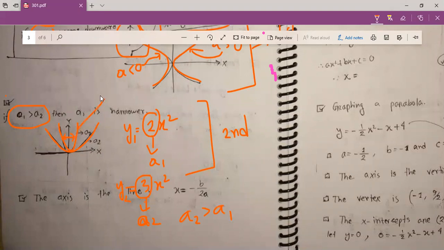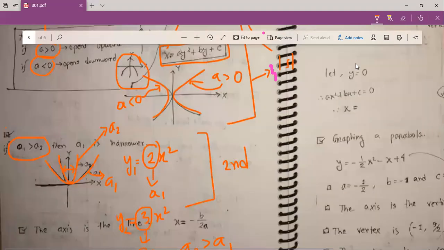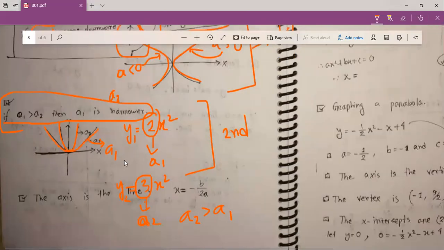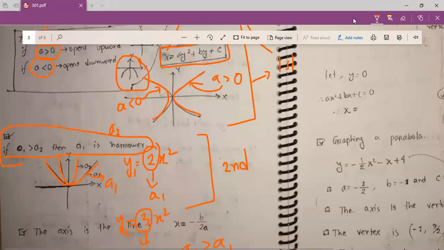So this parabola will be a2, and this parabola will be a1, because if a1 is greater than a2, then a1 is narrower. For example, here this parabola is narrower than this parabola, okay? So you got it? Yes, bro. Okay, so we can move forward, right?